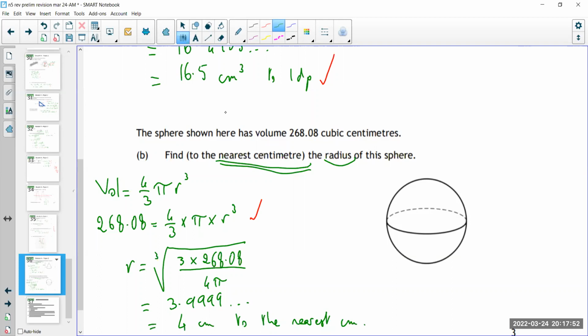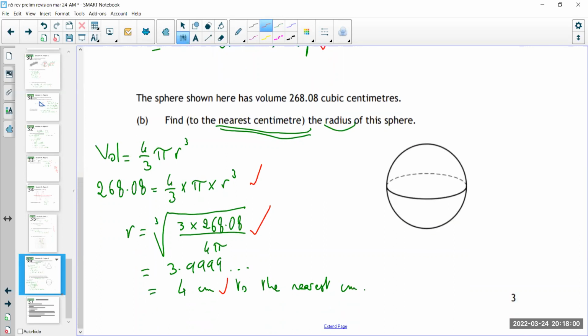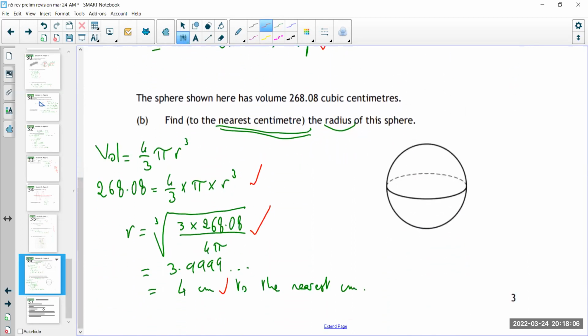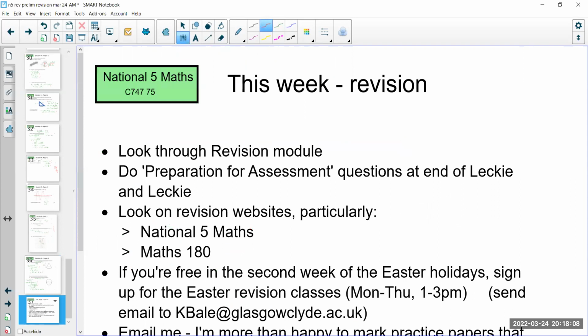And that would be another mark to plug that in and another mark to give your answer. So that was Booster Paper 2. But like I said, it would have been good if you had tried it, because then you would have had a bit more help with that. So look through the revision module.